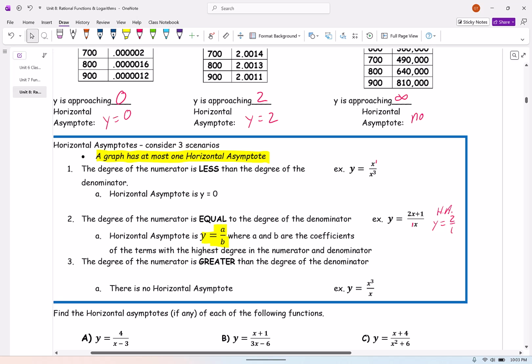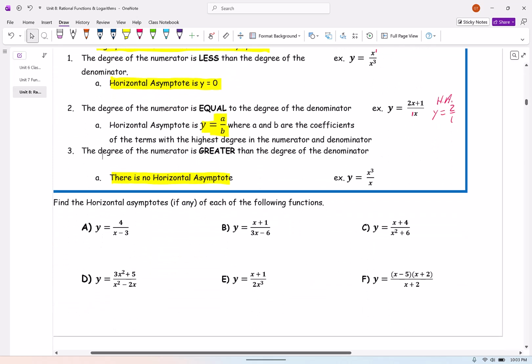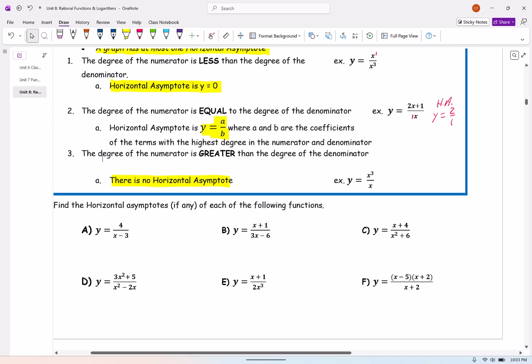And then lastly, if the numerator has a greater degree than the denominator, there will be no horizontal asymptote. So we get y equals 0 if it's less than. If it's greater than, there's going to be none. And if they're equal, there's going to be a ratio of coefficients. All right, so let's take a look at these examples here and see if we can determine what the horizontal asymptote, if any, will be.